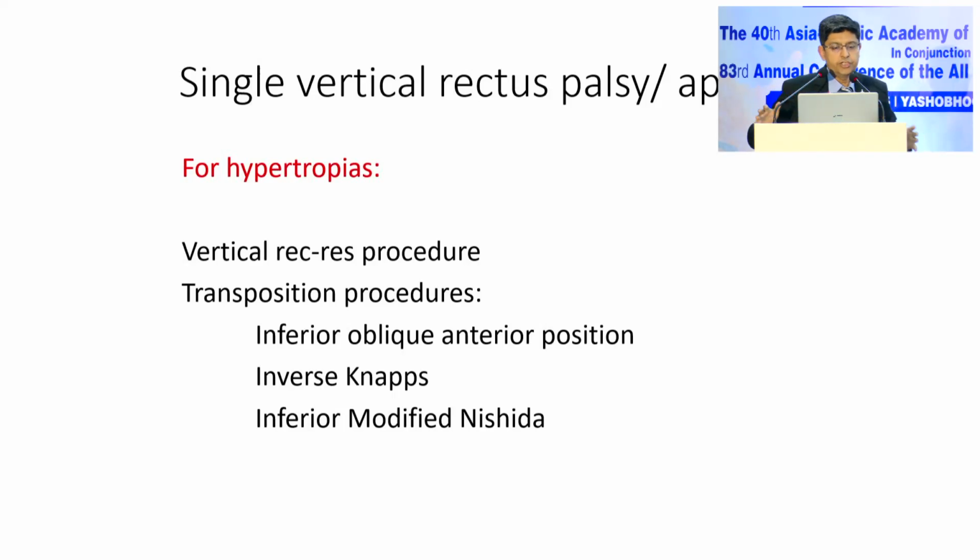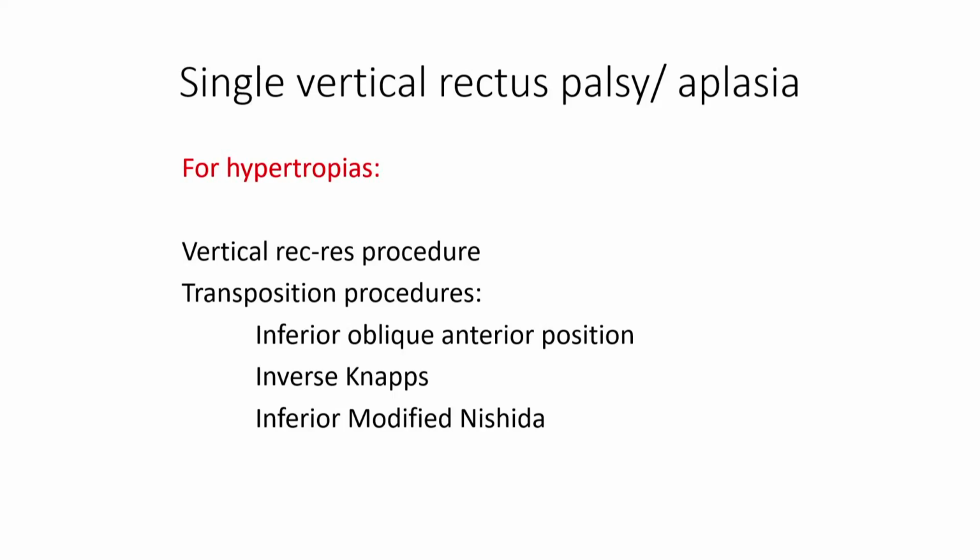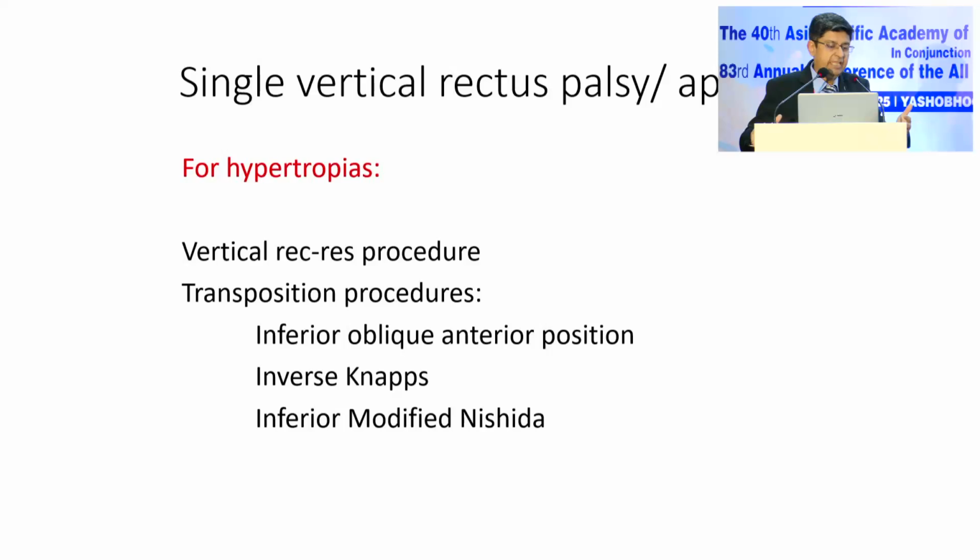So let me show you a couple for a single vertical rectus palsy or aplasia. We've talked about hypotropias with a monocular elevation deficit. So now we'll just talk about hypertropias or absence or palsy or trauma to the inferior rectus. You can, of course, do a vertical resect procedure. You can do transposition procedures.